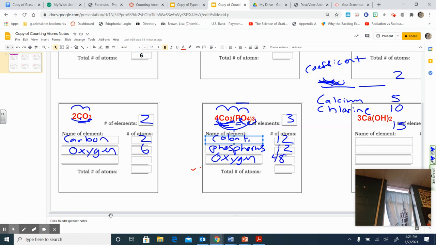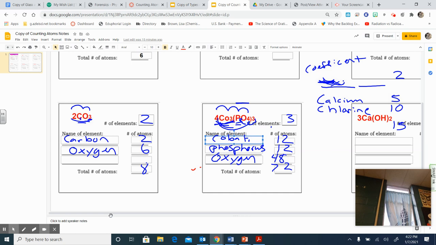So when I add all those up, you got 12 plus 12 is 24, plus 48, which is 72. So we have 72 atoms total. Oh, I forgot to add these up. So 2 plus 6 is 8 atoms total in that compound, or in that group.